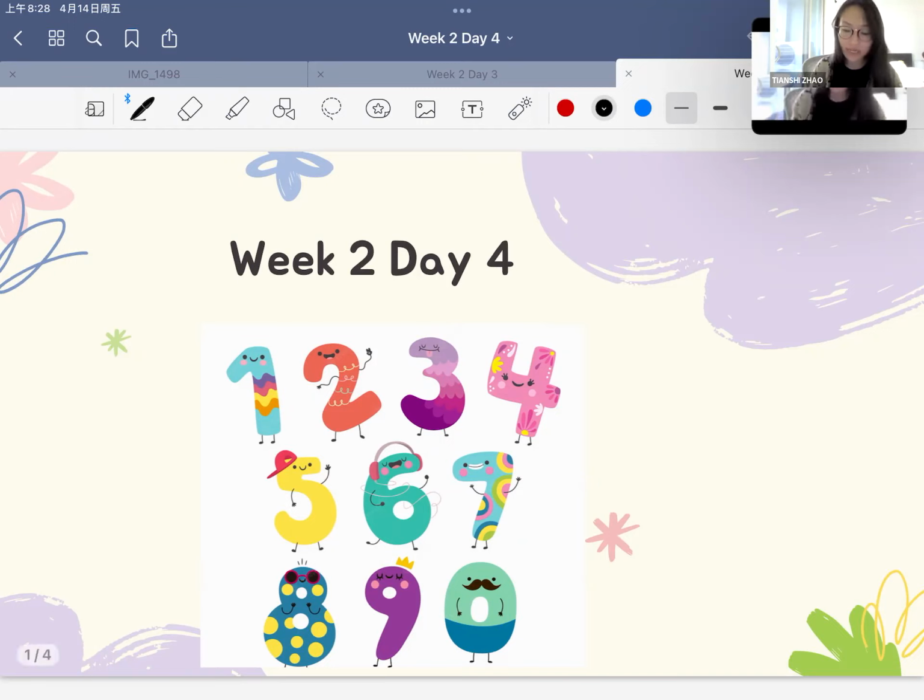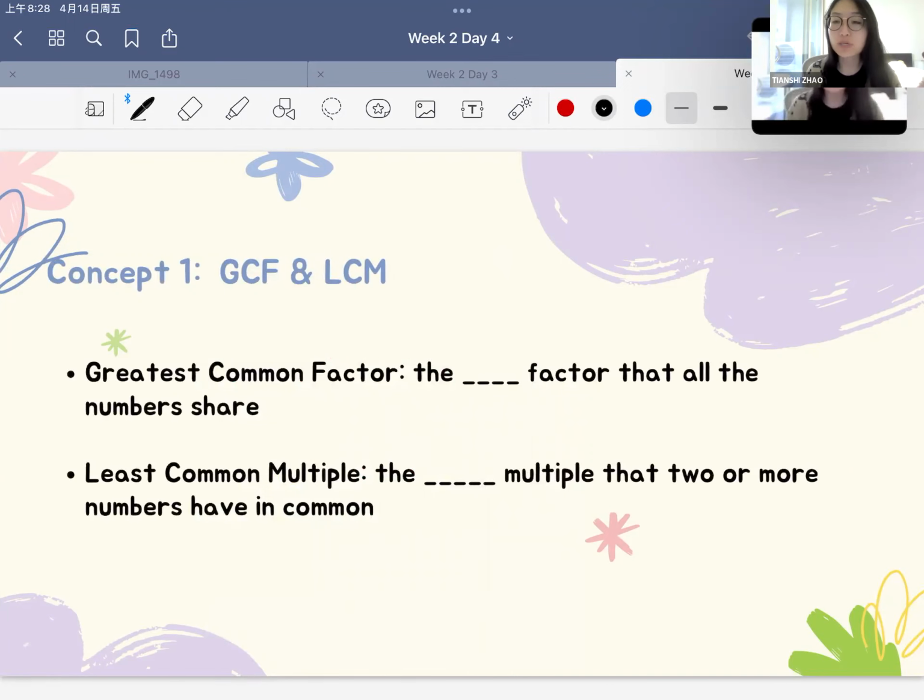So here is our last day of the practice problem, and first of all, I would like to introduce two important definitions about numbers. The first is called the greatest common factor. The definition of the greatest common factor is the largest factor that all numbers share. For example, the greatest common factor for 2 and 6 will be 2, because this is the largest factor that all numbers share.